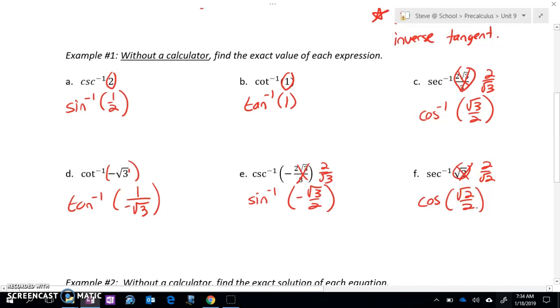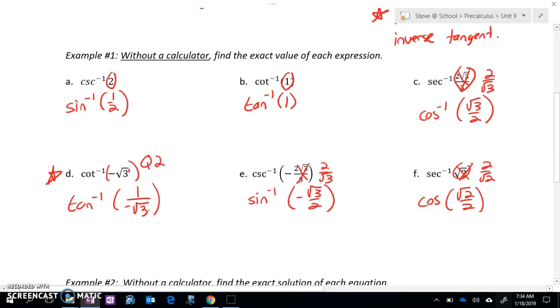So all I've done was I've taken the reciprocal inverses and written them back as the 3 that we have learned and know. The only one that's going to be a problem is letter D, because cotangent inverse and tangent inverse, when it's negative, are in different quadrants. This is going to have to be in quadrant 2, even though this gives us an answer in quadrant 4. But we'll deal with that later.